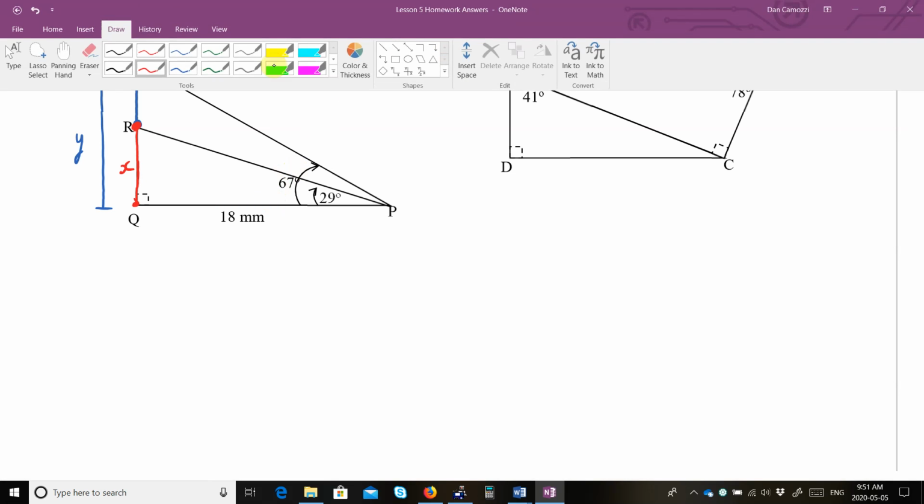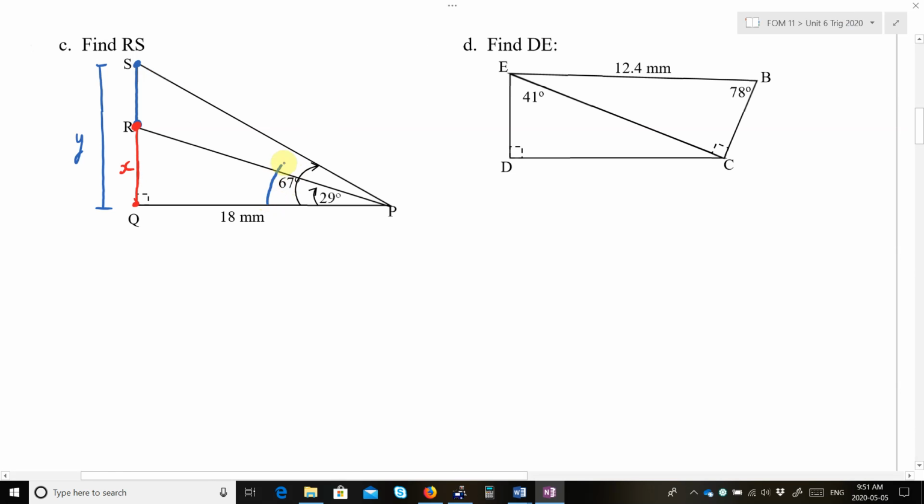Okay, so to get y, we're using this whole angle, and across from it is the opposite. Across from the 90 is the hypotenuse, so this must be adjacent again. So I'm looking for opposite. I have adjacent. That comes from tan when you do SOHCAHTOA.